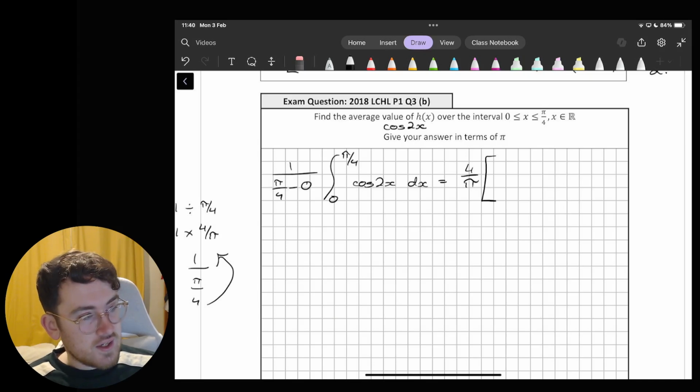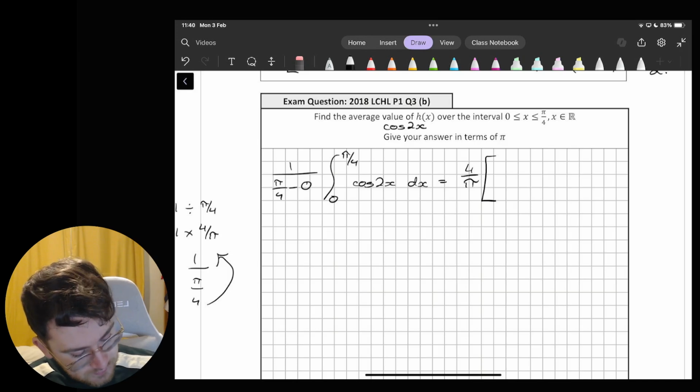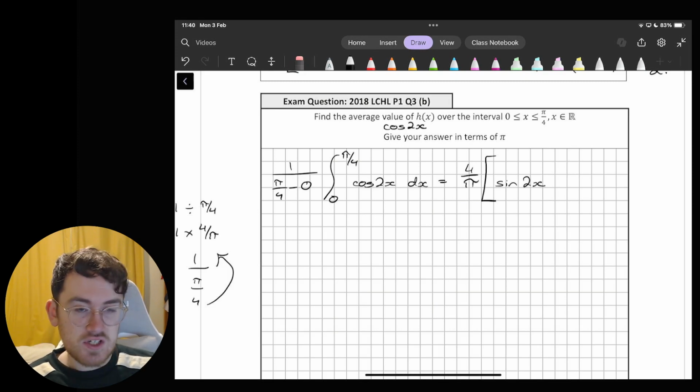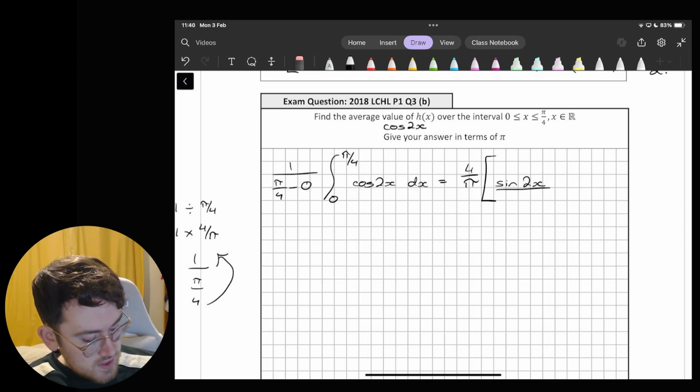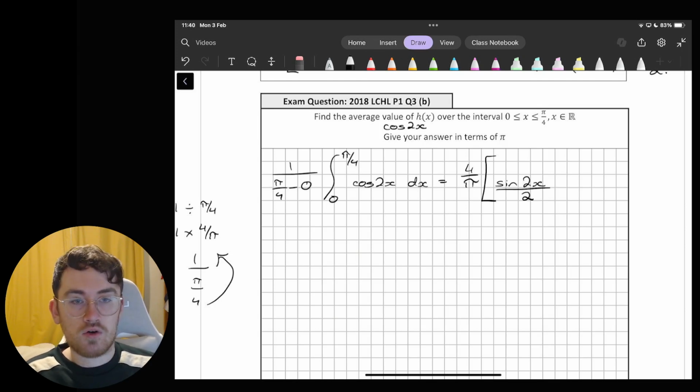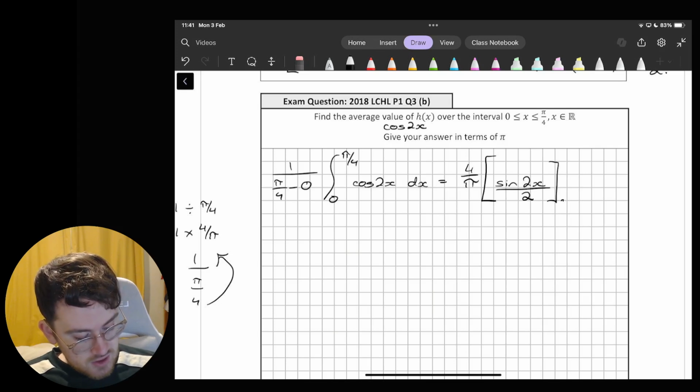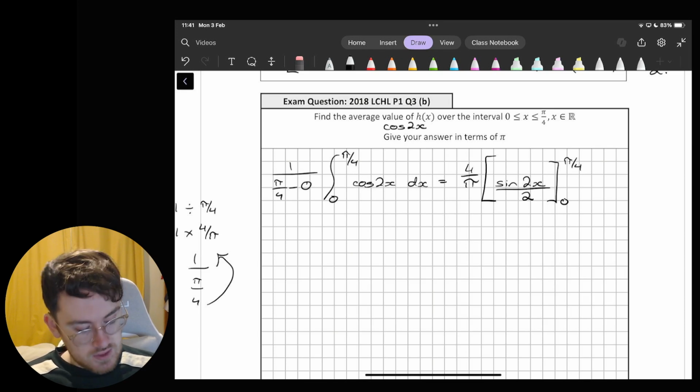So looking at integrating our function, first of all, our cos 2x. Cos is going to integrate to sine 2x because sine would differentiate to cos, and we also need to divide by 2 because we would normally multiply by the derivative of that angle. That's the idea of always doing integration as the reverse of differentiation, essentially doing the steps backwards.